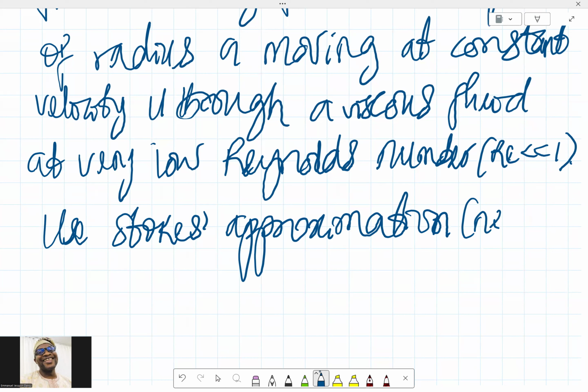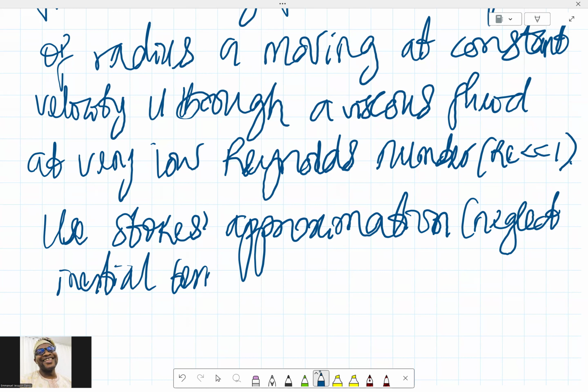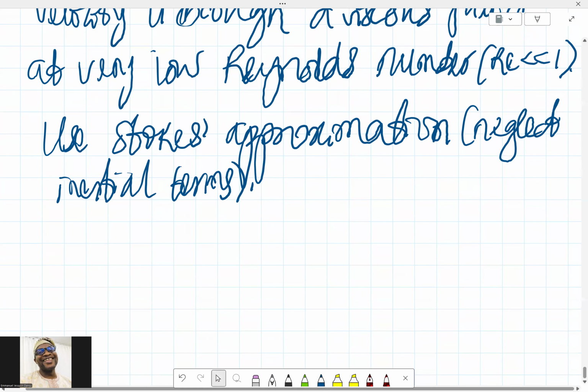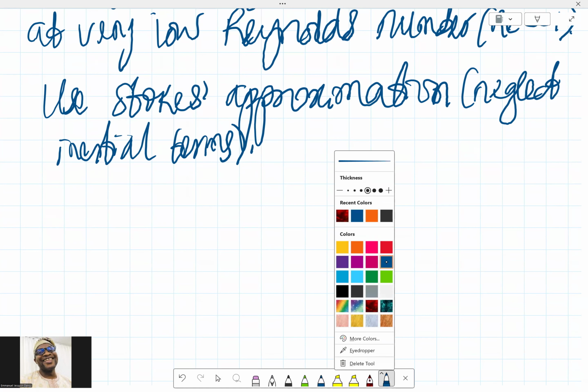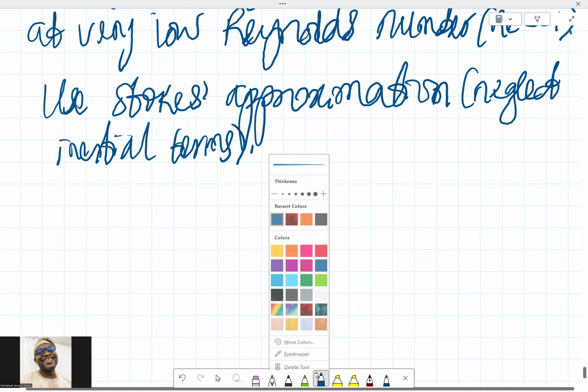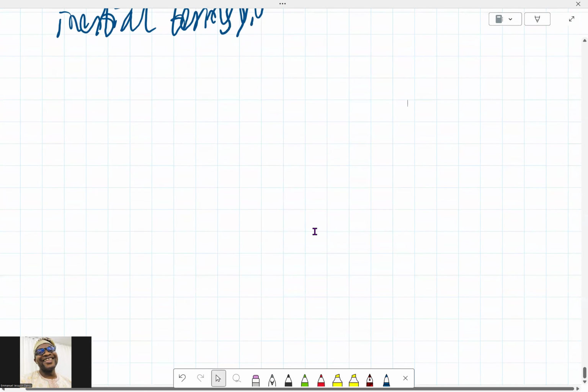That is, you need to neglect inertial terms. Okay, that's what that tells us. So step 1. In fact, I think I should switch things up now. So let blue come here while I go for this one now. So step 1.